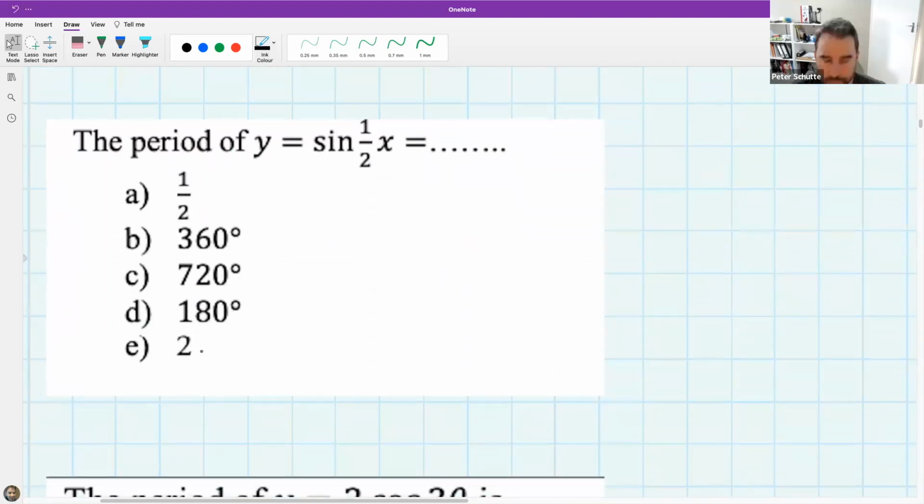Let's do this one. What is the period of the graph y equals sine a half x? What is the period of the graph y equals sine a half x? And you can put your option A, B, C, D, or E.